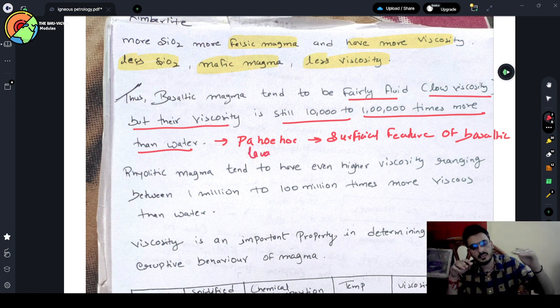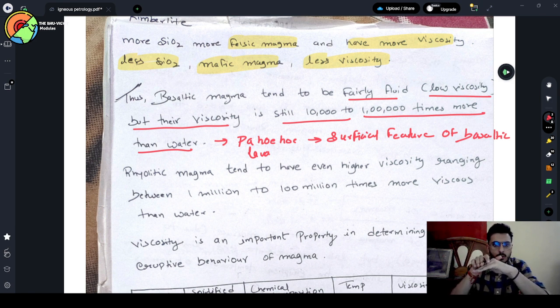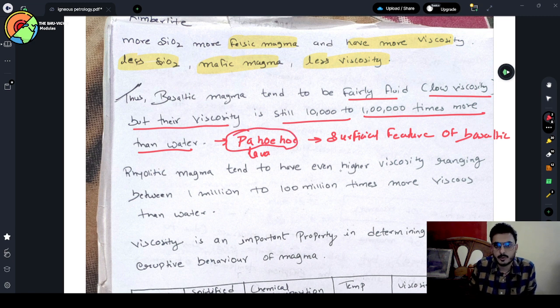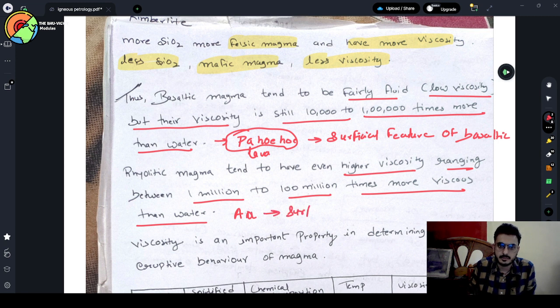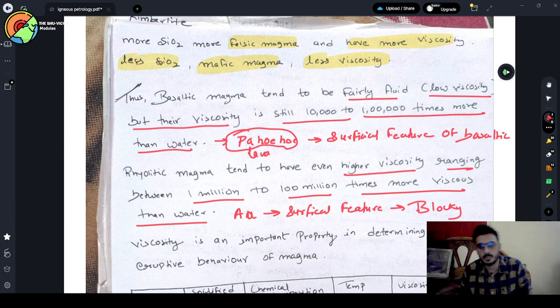In this, what happened: the lava starts to flow and it solidifies, a plastic skin type of thing develops on the top, and it is quite smooth, and you can see this in the Hawaiian region. So it will form a superficial feature which is known as Pahoehoe. Now rhyolitic magma tends to have higher viscosity, ranging between 1 million to 100 million times more viscous than water, and here we will see AA as a superficial feature. It will be much more blocky rather than smooth, brecciated or blocky type of feature you will see.